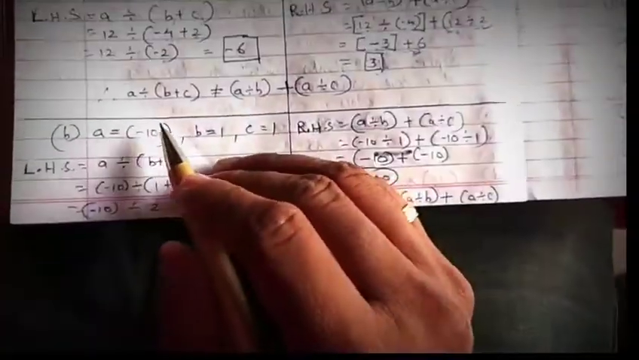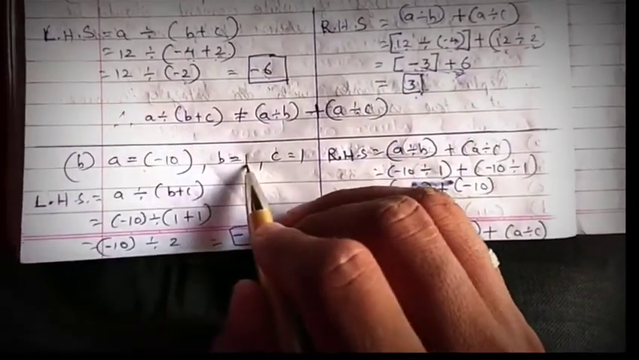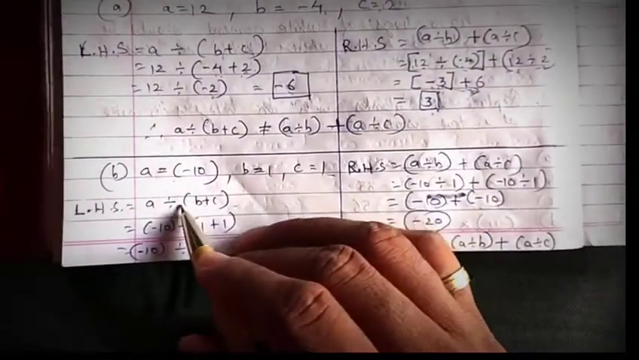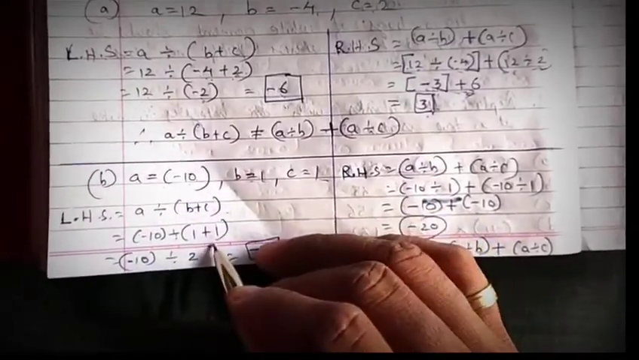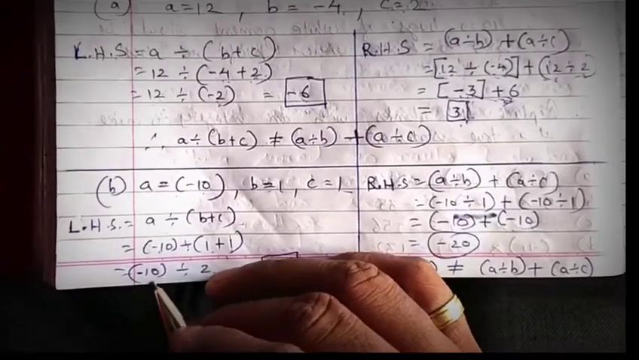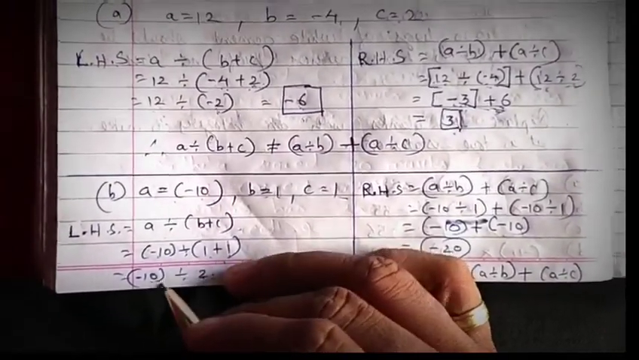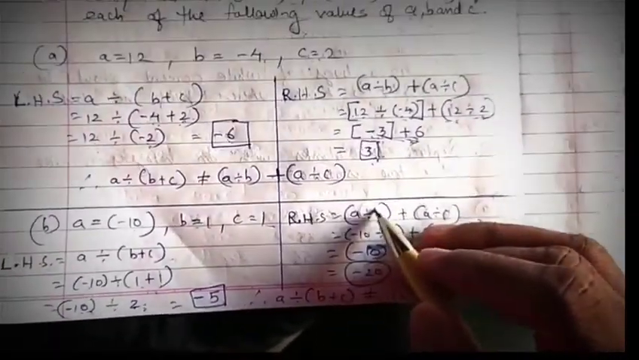In that, A equals -10 given, B equals 1 given and C equals 1 given. Let us see the left hand side first. A divides B plus C. Replace the value of A with -10, B with 1 and C with 1. Resolve this bracket first. 1 plus 1, 2. 10 as it is. Now 10 divides 2 is 5 only, but one is negative and one positive, so your answer will be negative only. Now let us see the right hand side.